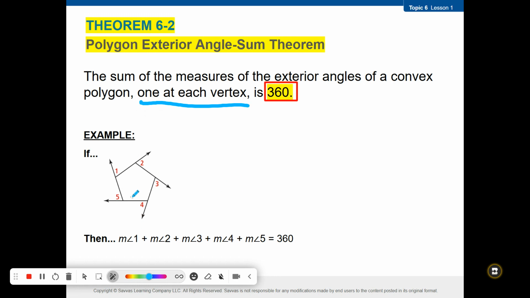So if you have a pentagon, you should have 5 exterior angles. If you have a nonagon, you should have 9 exterior angles. Make sure you're not getting like 12 or 15, because it's very easy to add another one here or add another one here. Do you guys see that? And then you have 3 angles coming off of that. That's problematic. We don't want that. Just make sure you have 1 at each and you should be good.